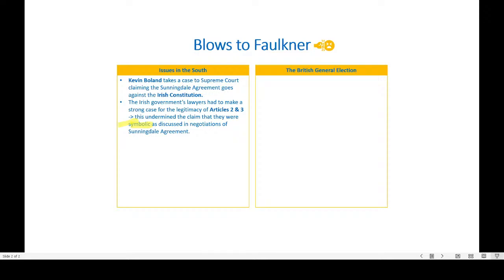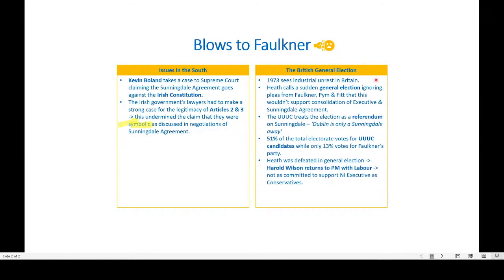And then finally we see the British general election really just outline and highlight the lack of support within the Unionist community for Faulkner. In 1973 we see large-scale industrial unrest in Britain, so strikes taking place. Prime Minister Heath calls a sudden general election, ignoring the pleas from Faulkner, Pym and Fitt that this would not support the consolidation of the power-sharing executive and the Sunningdale Agreement.